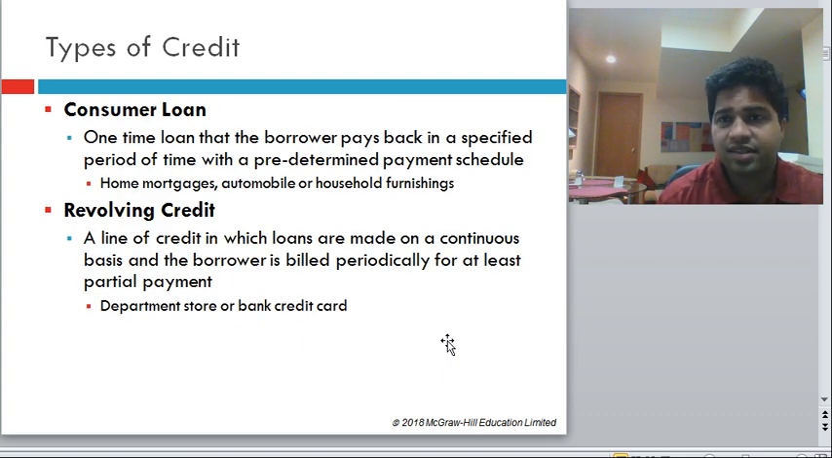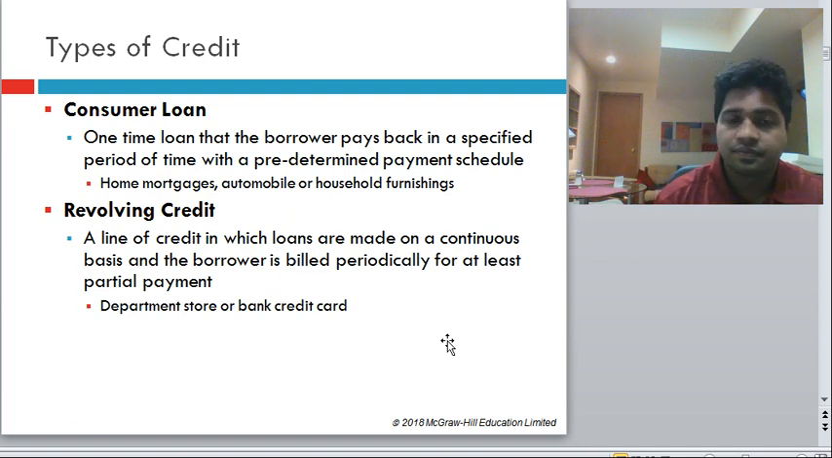So the types of credit are: first type is consumer loans, a one time loan that the borrower pays back in a specified period of time with a predetermined payment schedule. Home mortgages, automobiles, and household furnishings are generally taken on consumer loans. An example is installment plans. Let's say I buy furniture, a sofa or a couch for my living room. Instead of paying for it upfront, I pay for it monthly or bi-weekly.